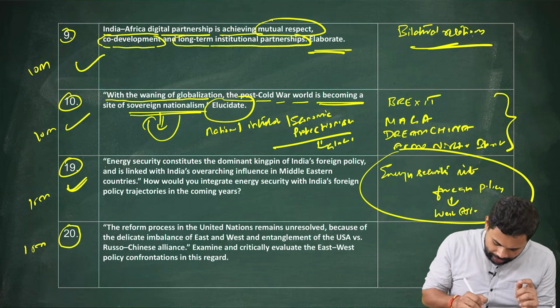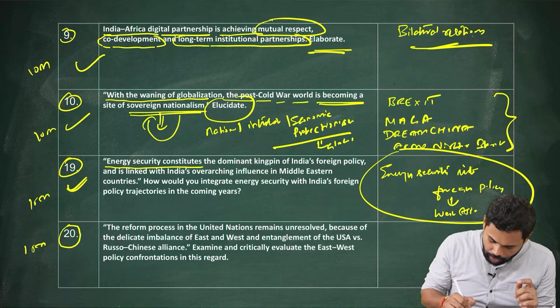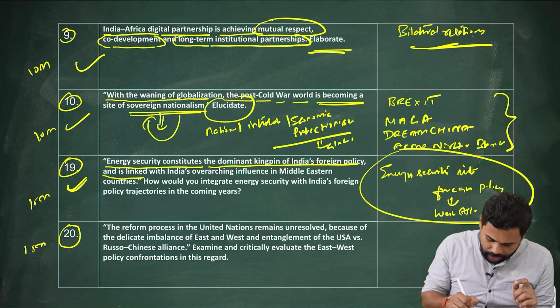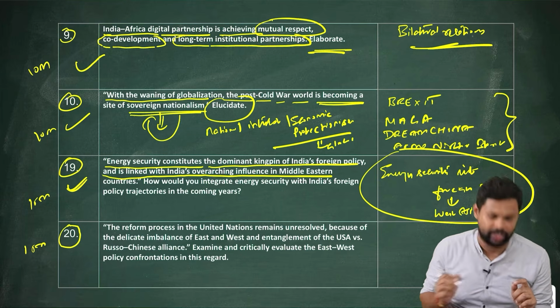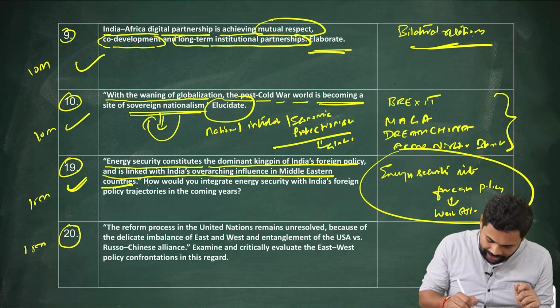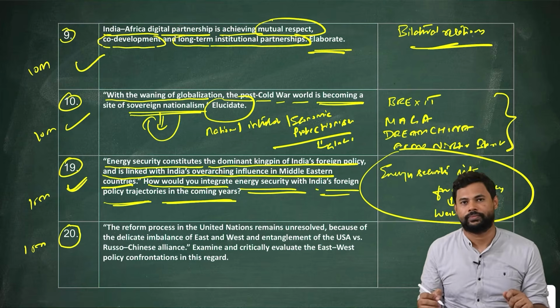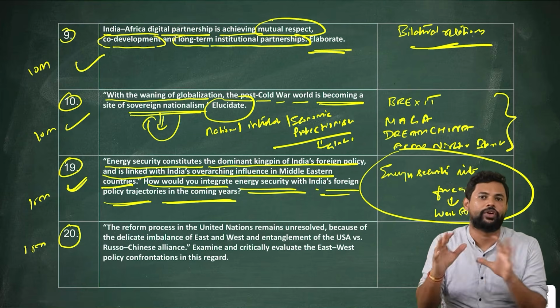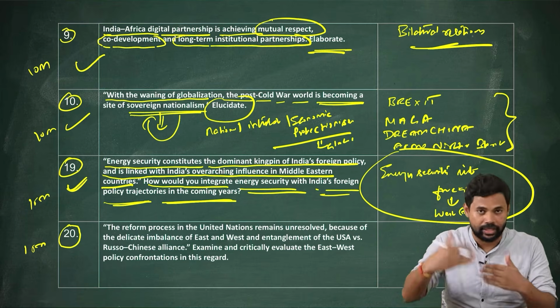Look at this. Energy security constitutes the dominant kingpin of India's foreign policy and is linked with India's overarching influence in Middle Eastern countries. Middle East is nothing but West Asia. Now, how would you integrate energy security within India's foreign policy in the coming years? So overall, the question is asking about energy security within the foreign policy, and how it is going to be integrated in the coming years.